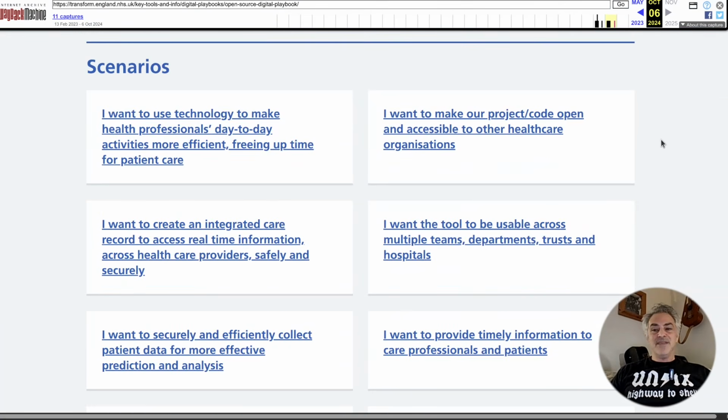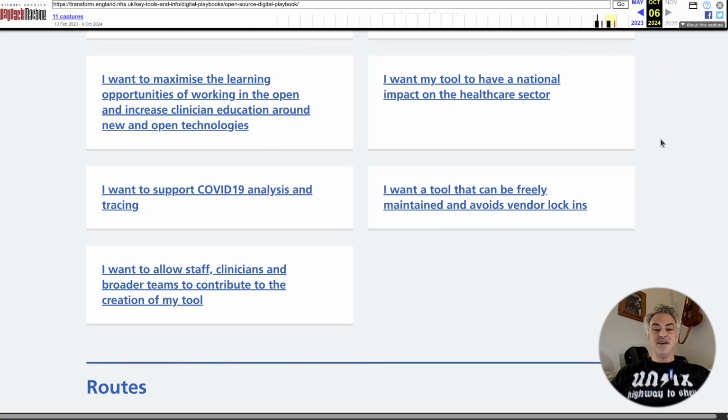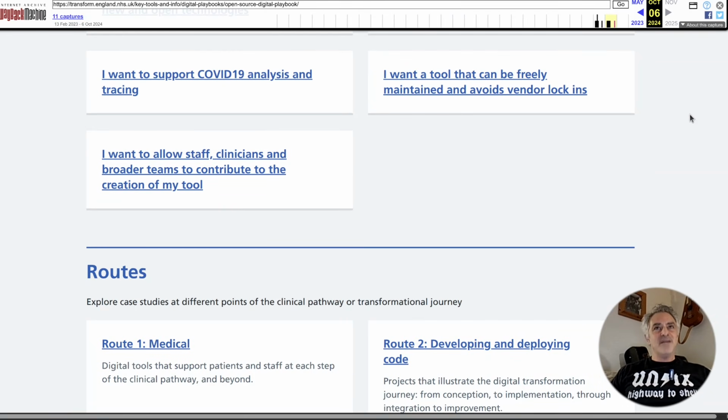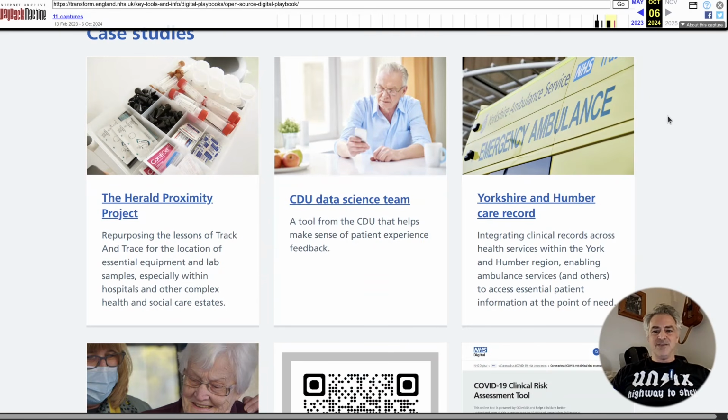This is a picture book. This is a scrapbook. It shows you some things that are going on or were going on across the NHS in open source. Lots of "I want to" and "as a user, I need that." I think they got infected with a sort of thought process there. But forgiving them of that, let's just focus on what they were trying to do here.